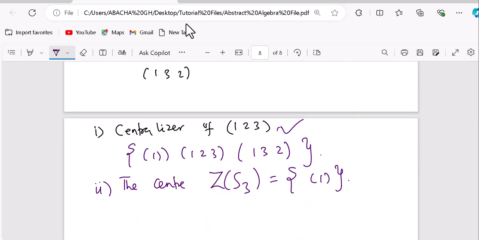And so we are saying that the centralizers of (1 2 3) are this, and the center of the group is this.